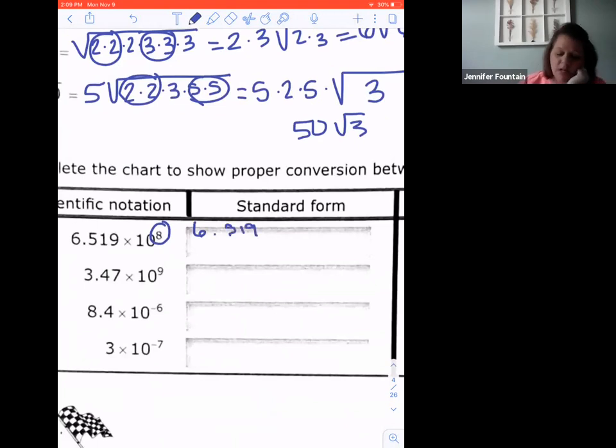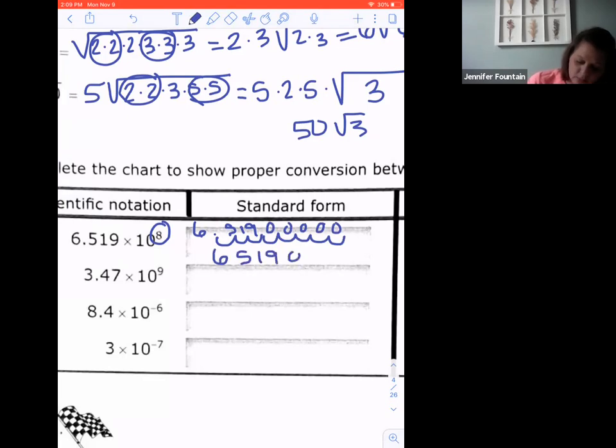6.519. And I know I'm having to multiply by 10 to the 8th. So that means I'm moving my decimal point 8 places to the right. I start where it is and go 1, 2, 3, but now I'm going to have to start filling in with placeholder zeros. So 3, 4, 5, 6, 7, 8. So each place I've got an empty, I fill in with a 0. So I have 6, 5, 1, 9, 0, 0, 0, 0, 0.